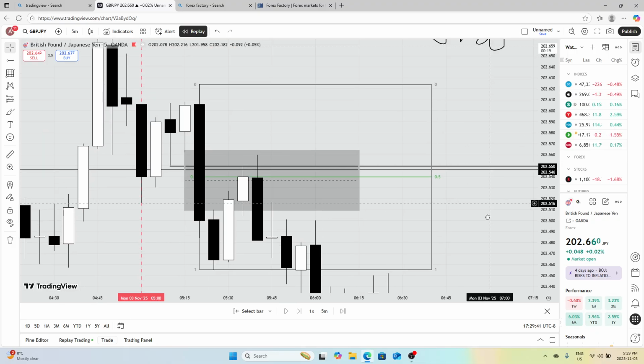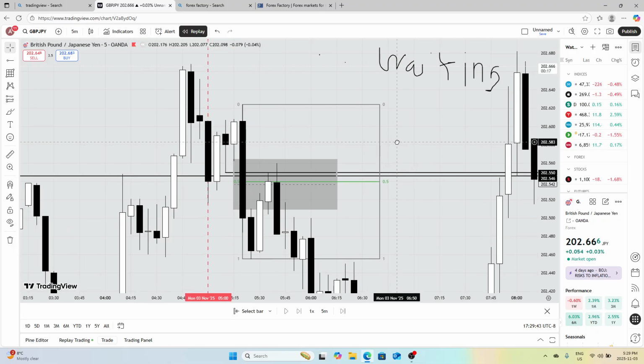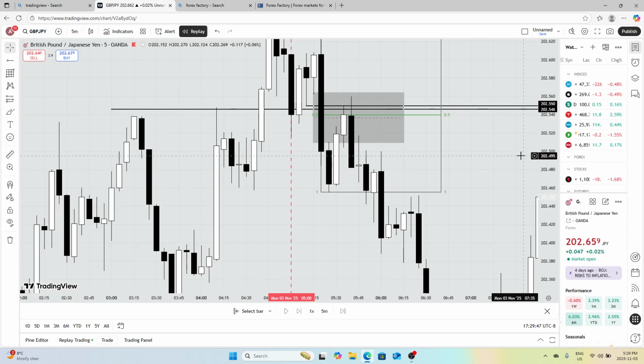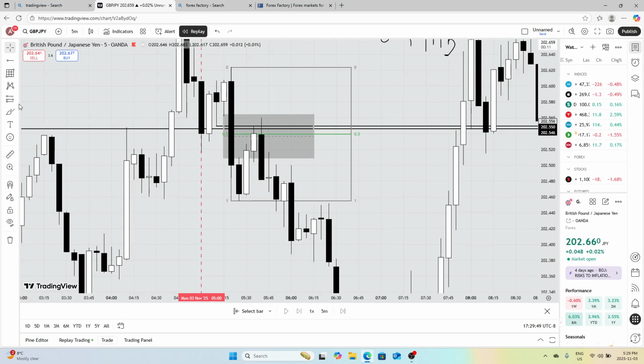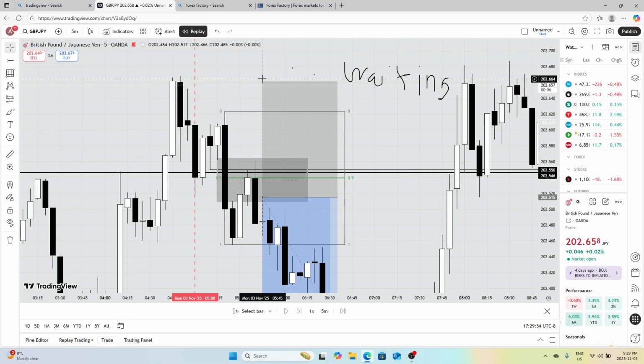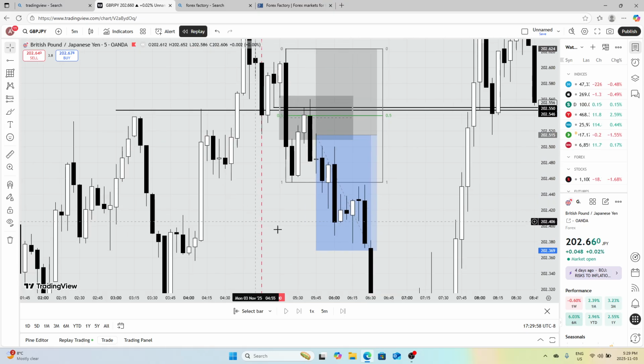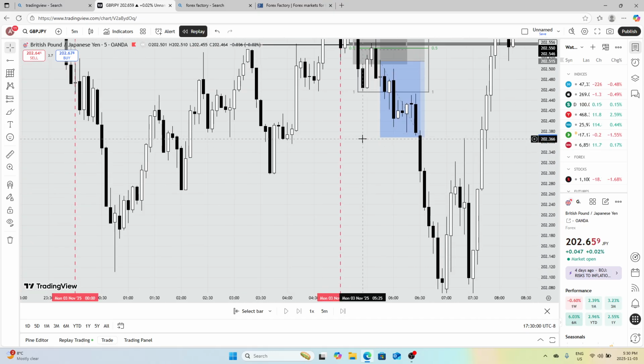So we have two continuation confluences. We have two reversal confluences. So now I enter, right? I mean, why not? In trading, you have to have confidence, right? You have to have balls of steel. And trust me, guys, the market will teach you this the hard way.